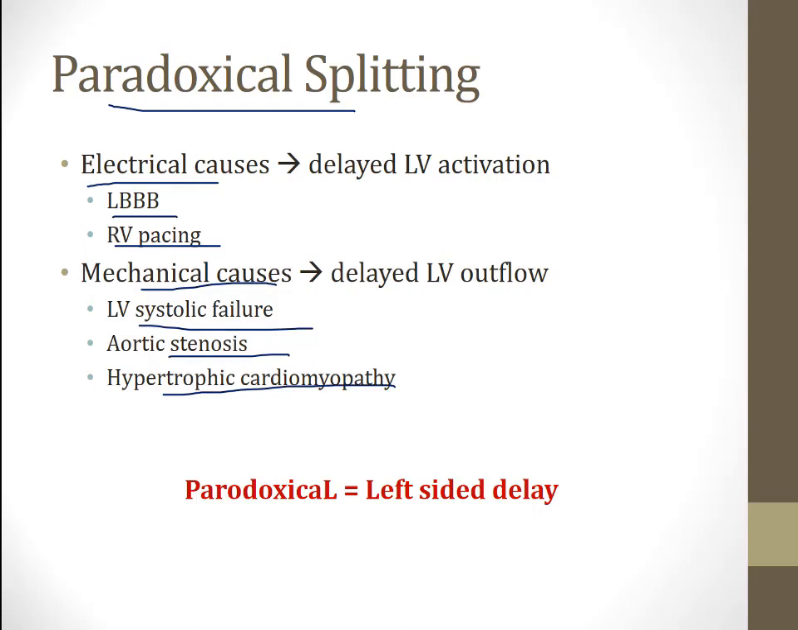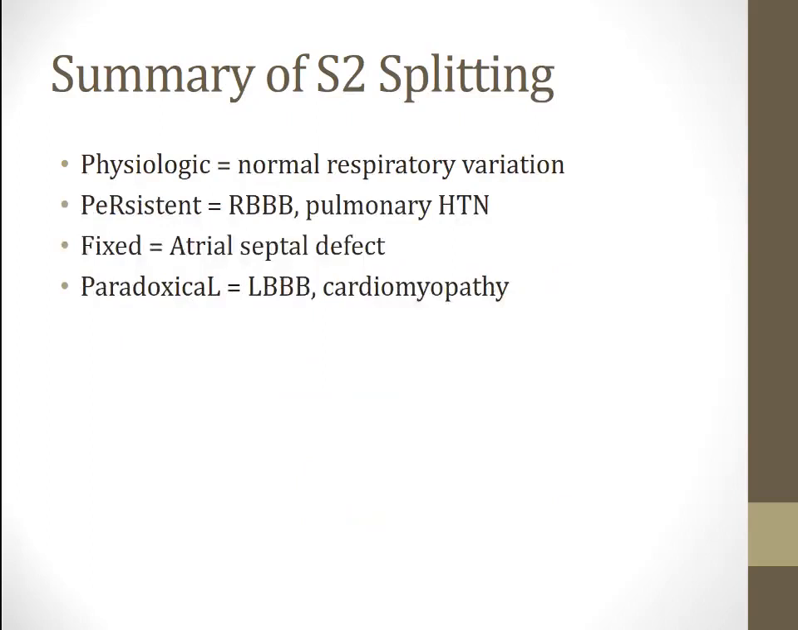And an easy way to remember the causes of paradoxical splitting is to remember that paradoxical ends in L, and that L is for a left-sided heart delay in closure of the aortic valve. So here's a summary of the patterns of S2 splitting that you should know for step 1 of your boards. Physiologic splitting is caused by normal respiratory variation in venous return to the heart. Persistent splitting has that R in it for right-sided causes, including right bundle branch block and pulmonary hypertension.